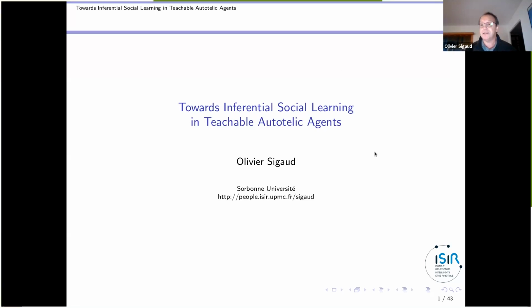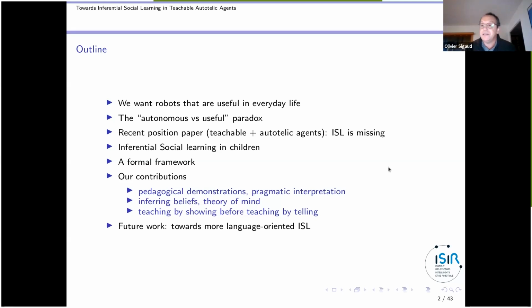But first, I will start from Martin's introduction yesterday morning. He said that we want robots that are useful in everyday life, okay? And I will start with the idea that there is some paradox when we want an agent to be both autonomous and useful. I will explain this. Building on this paradox, together with colleagues, we wrote a position paper explaining that to solve the paradox, we need agents that are autotelic, I will explain it, but also teachable. And if we are interested in having agents that we can teach, we figured out that there is one property that is missing in most existing agents, which is the inferential social learning capability. So I will explain this, okay?